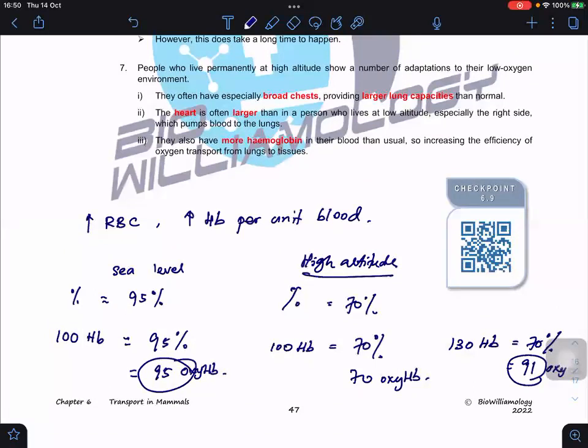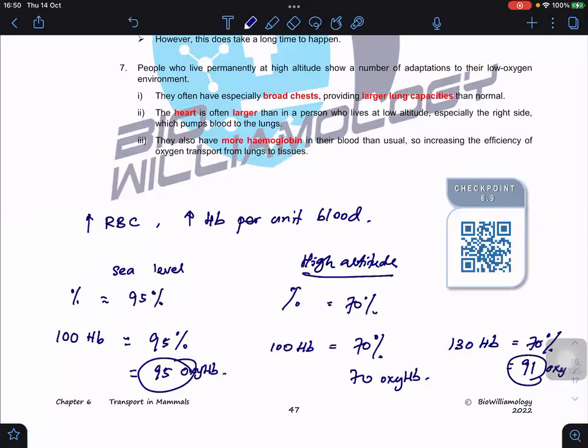But this is not a really true way to calculate. It's just to help you understand the concept of how we can compensate by increasing the number of red blood cells. When we increase the number of red blood cells, we have more hemoglobin available per unit of blood, so we can compensate for the low percentage saturation of the red blood cells at high altitude. Are you clear?